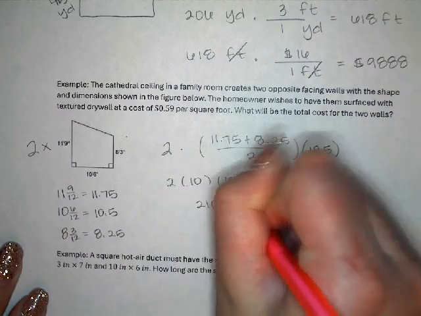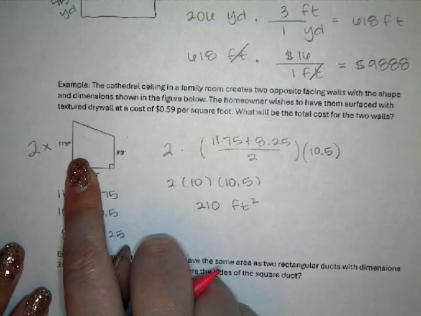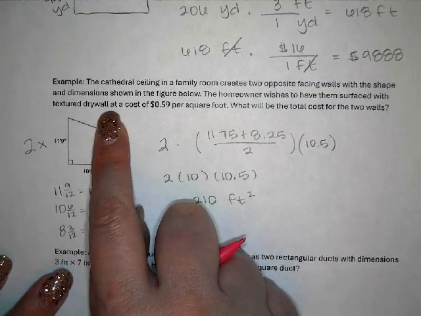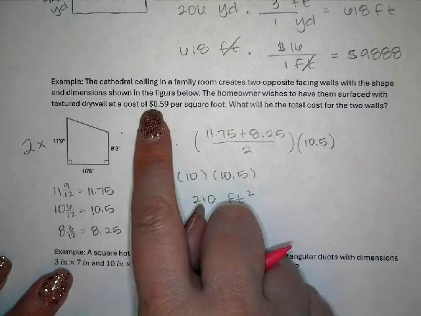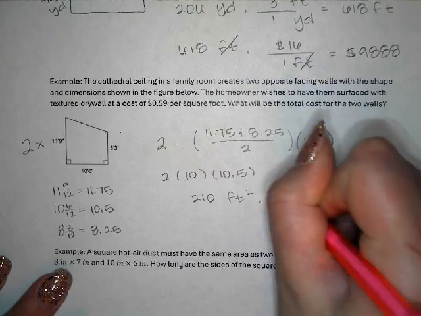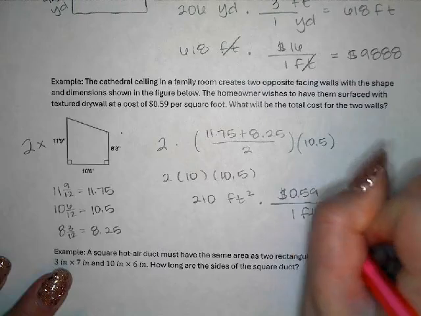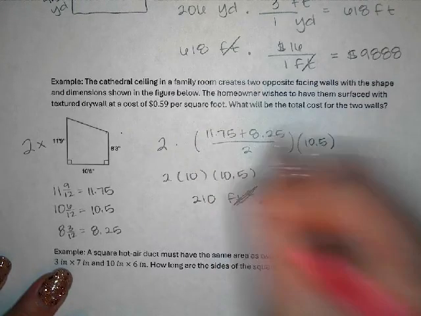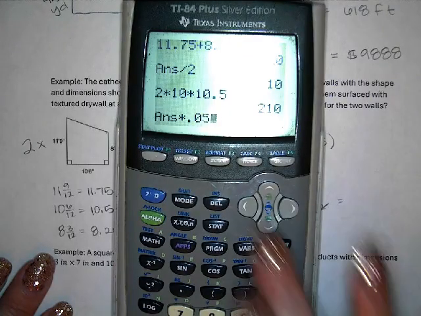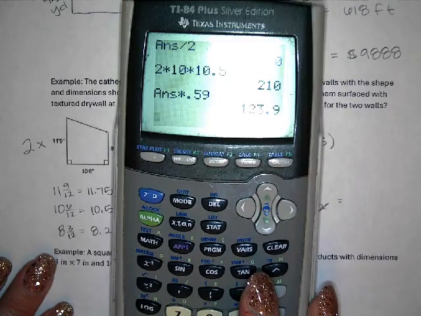And now we need to find the amount that it's going to cost for the textured drywall, which is 59 cents per square foot. So, and it's going to cancel out the square feet. We're just going to end up with cost. It's $123.90 is how much it would cost.